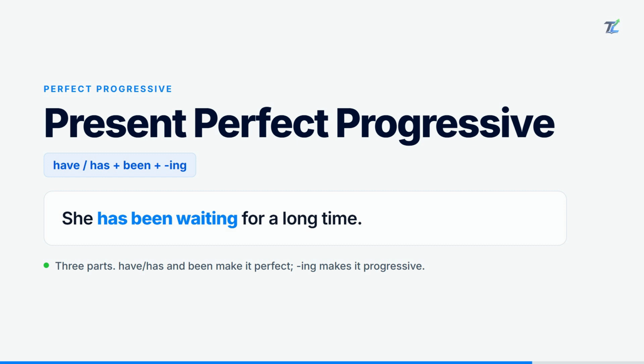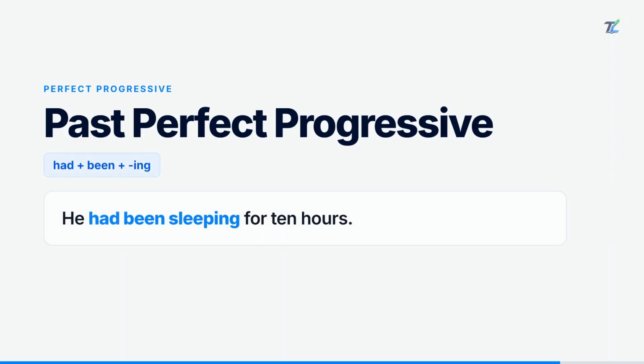Present perfect progressive shows that something started before now and has continued and may continue even longer. Present perfect progressive is not very different from present perfect. The emphasis is on the time that the action goes on. Past perfect progressive shows that something was happening in the past and may have been going on before something else. He had been sleeping for 10 hours.